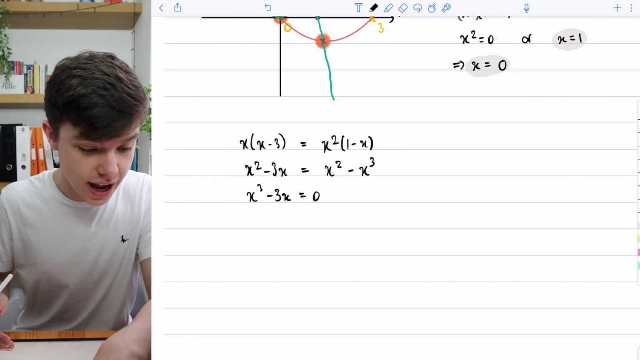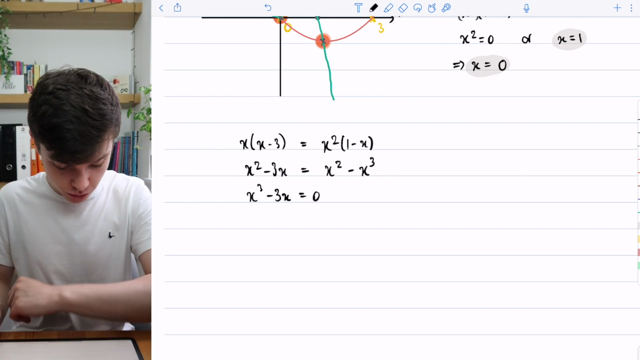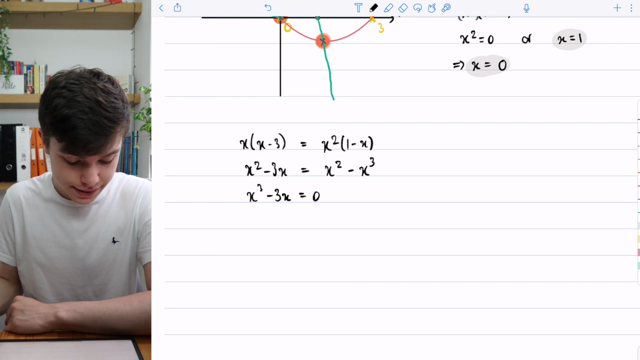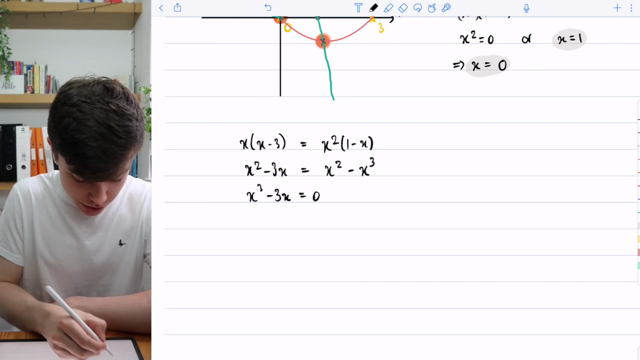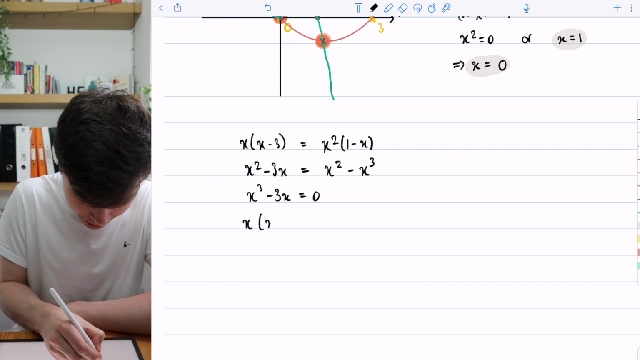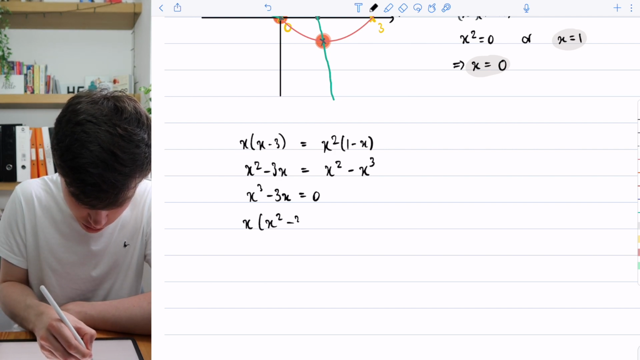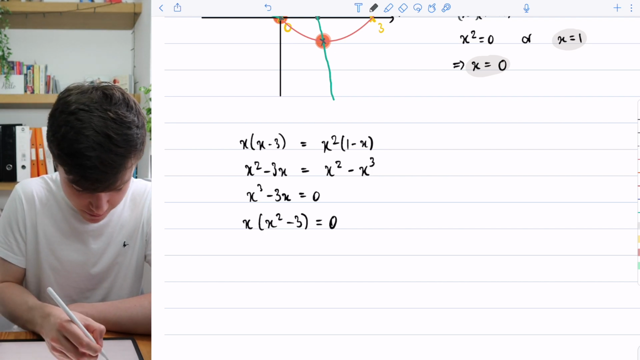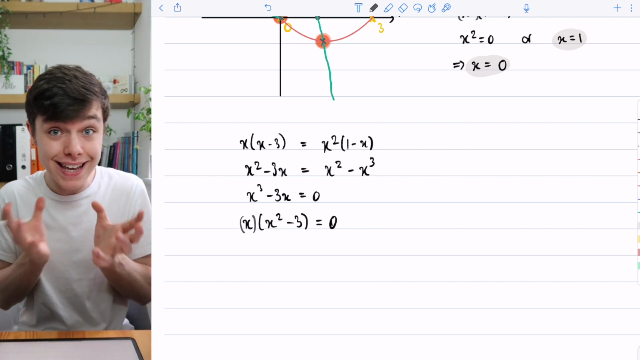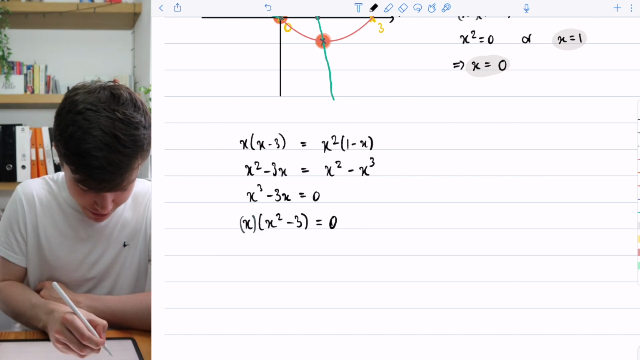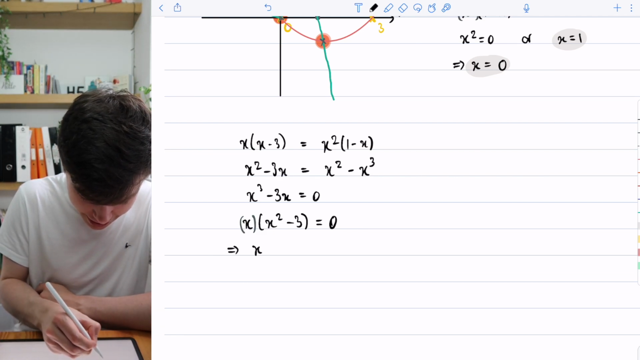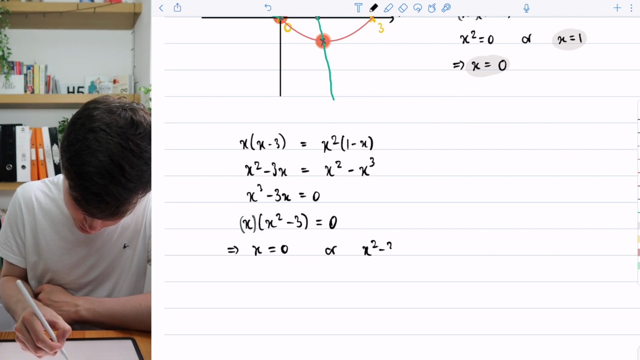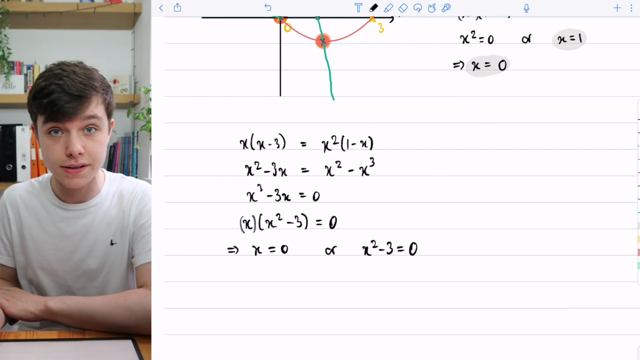Okay? And let's just check that's correct. That's what we should end up with. Okay? Then all I'm going to do is factorise. I can see they both have a common x, so I can take out an x to give me x times (x squared minus 3) is equal to 0. Then, if I put a bracket around that, we can see either bracket can be equal to 0. So that tells me x is equal to 0, or x squared minus 3 is equal to 0.